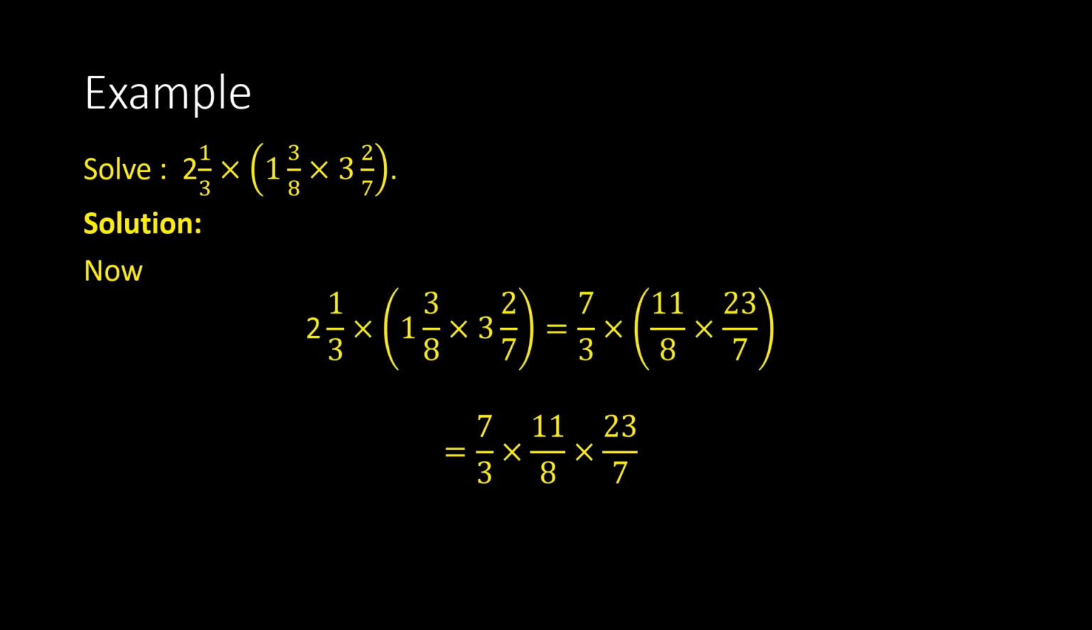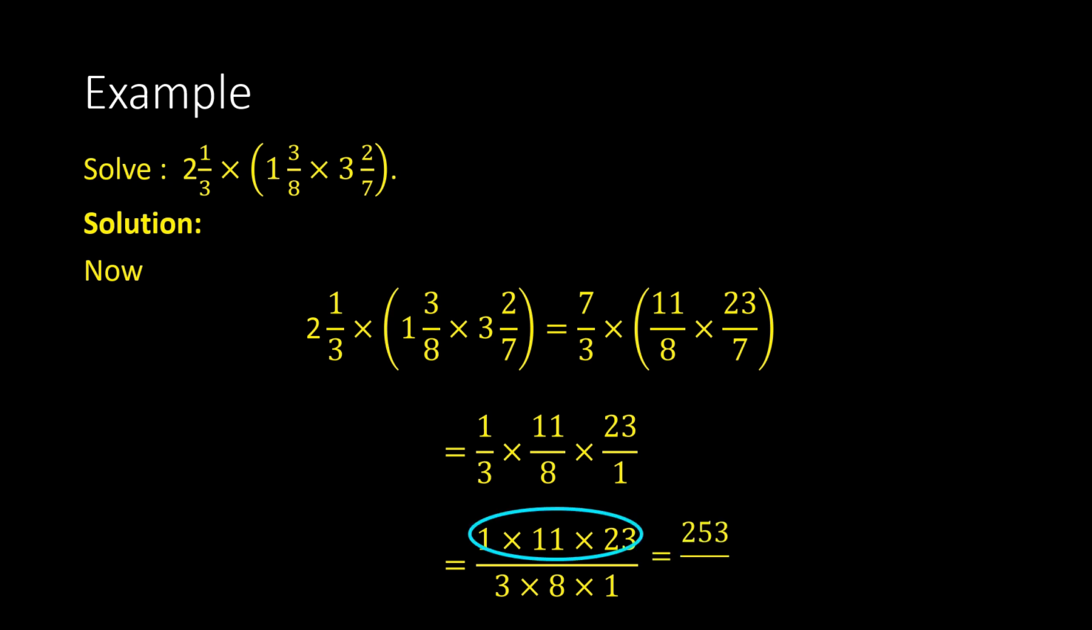As we are dealing with multiplication, we do not require the brackets. Now we can cancel the 7's and then multiply the numerators together and the denominators together. Multiplying the numerators gives 253, and multiplying the denominators gives 24. 253 divided by 24 gives 10, remainder 13.